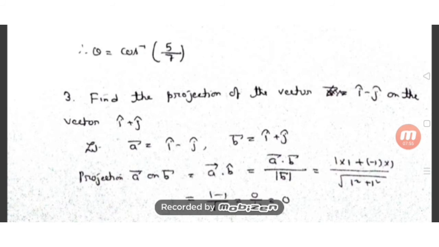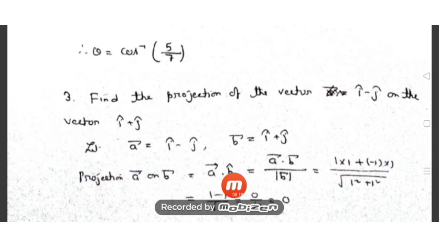If the vectors are not given any name, you can give names yourself. Then your calculations become easier. So I first named them a bar and b bar. Let us consider a bar, which is i cap minus j cap, and this as b bar, i cap plus j cap. And then we have to get the projection of this one on this one, that is the projection of a bar on b bar.